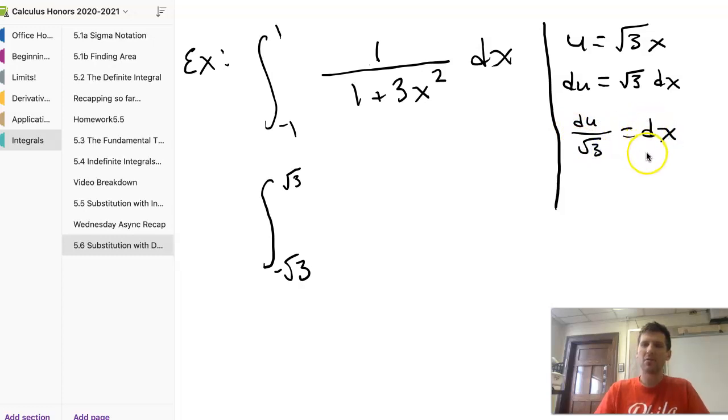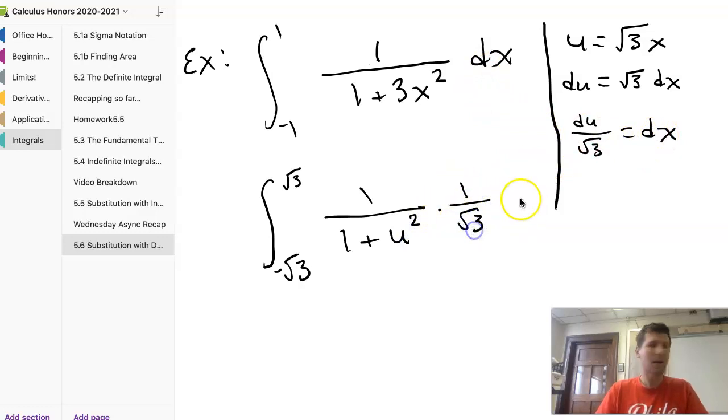Now I can substitute right in because this is just going to be u squared, and the dx we now have in terms of du. Maybe it would be better for me to write it as 1 over root 3 du. So let's take a look-see. This becomes 1 over 1 plus, well, this is just u squared. That's what I actually did to find what u is. And then dx, I'm replacing with 1 over root 3 times du.